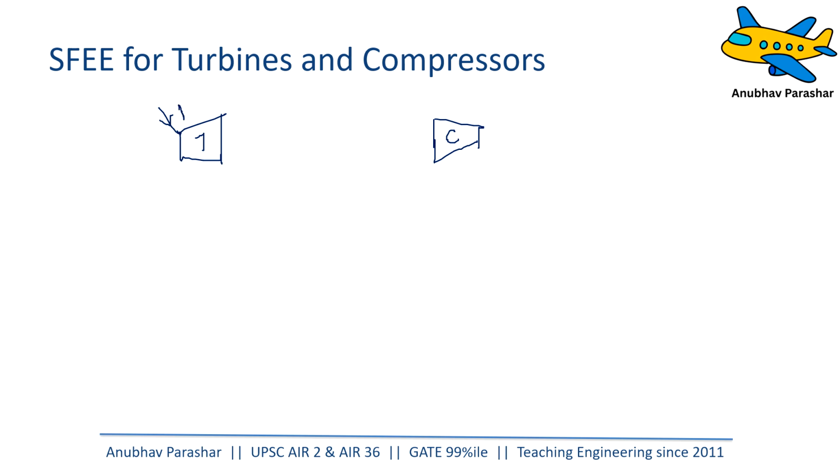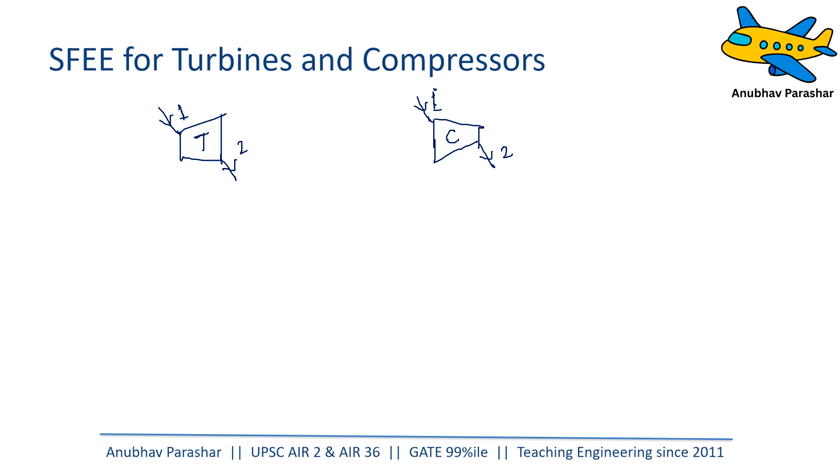So this is 1, this is the inlet, this is the turbine, and this is the outlet, which I'm representing as 2. And for the compressor, this is the inlet here, right? And this is the outlet here, which I'm representing as 2. This is 1, let me say. Now you see, simply drawn, the diagrams are opposite to each other.